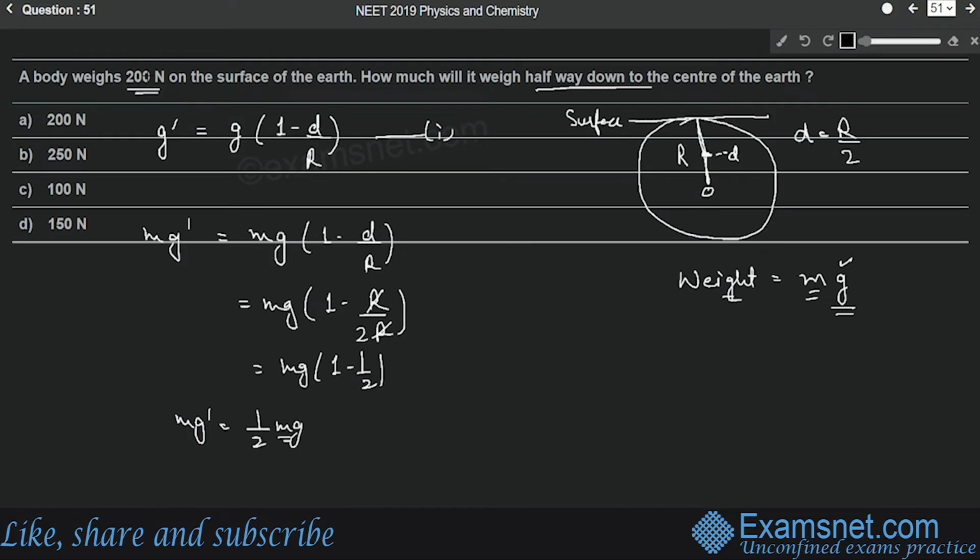So mg was given as 200 Newton. So half of 200 Newton will be what? 100 Newton. So the new weight will be 100 Newton. Therefore option C will be the correct answer.